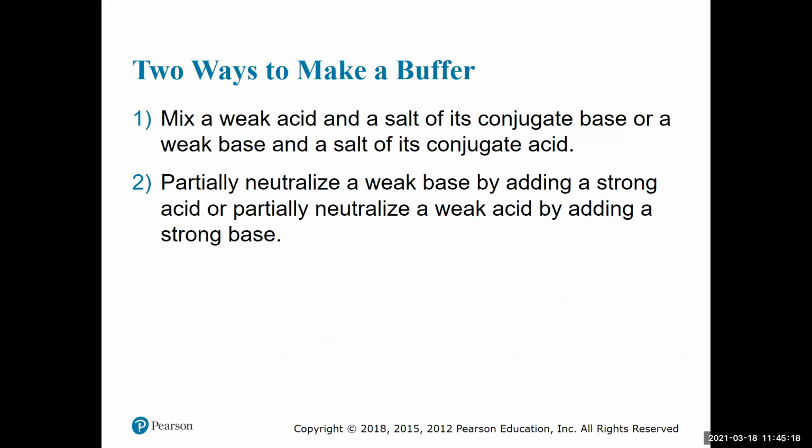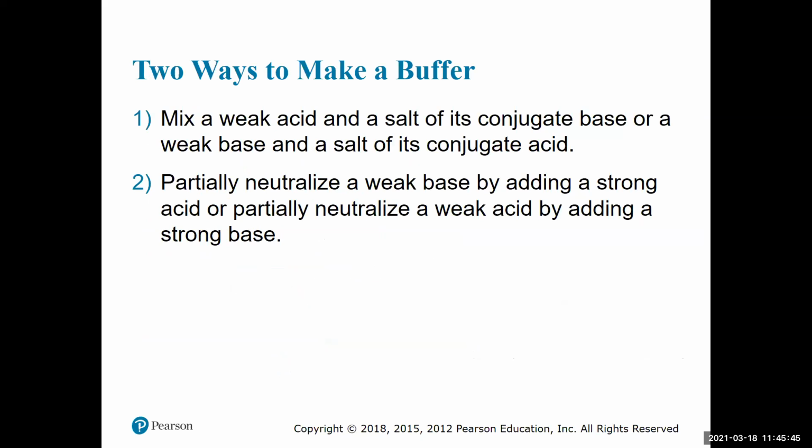There's two ways you can make a buffer. One is to take a weak acid and add the salt of its conjugate base. So that was the example with the acetic acid and the sodium acetate. That would be an example of someone preparing a buffer where they took acetic acid, and I think it was 0.3 molar, and they added 0.3 molar of the acetate.